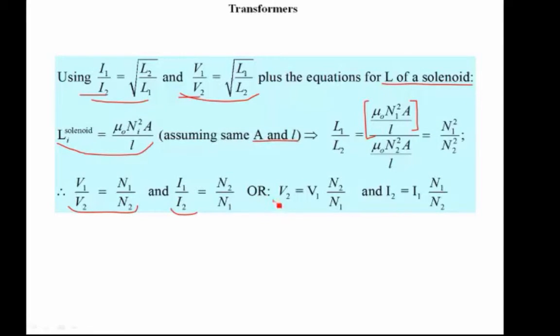Well, we can solve this for V2 and for I2. As you imagine, you flip the N's. And so you have V2 is equal to V1 over N1 over N2, and I2 is the inverse of that ratio times I1. So we have a pretty good description of what's going on here in terms of the winding number determining how these voltages and currents change. The ratio of these numbers of turns determines those relationships between the voltages and the currents.